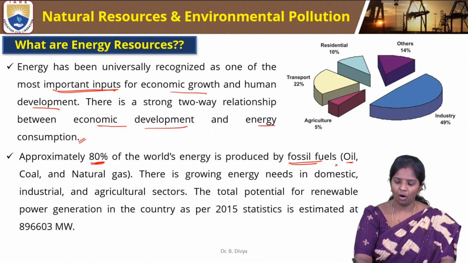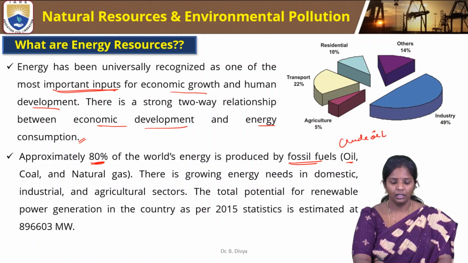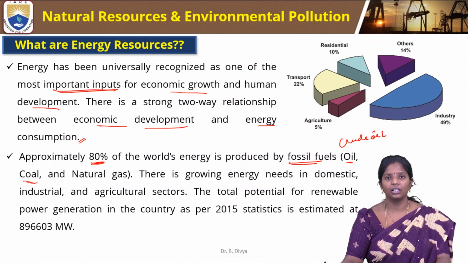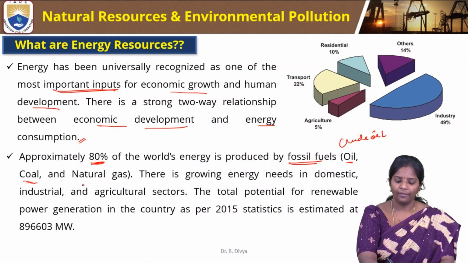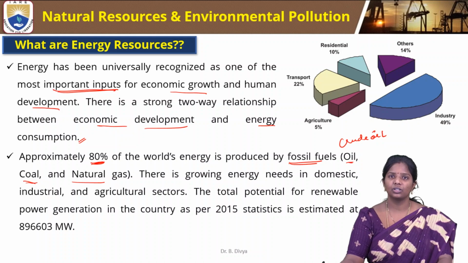So that includes oil. Oil is nothing but the crude oil that we obtain from the mining, then coal forming from the decay of plankton and animals, then natural gas. So natural gas, oil and coal are the three different types of fossil fuels.